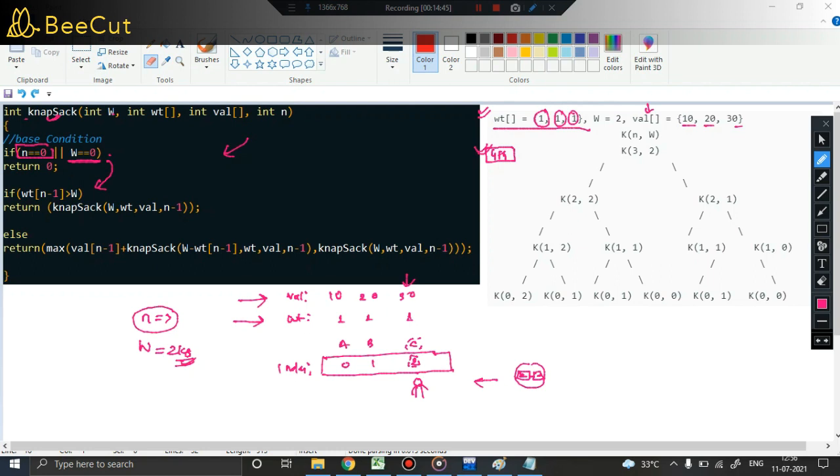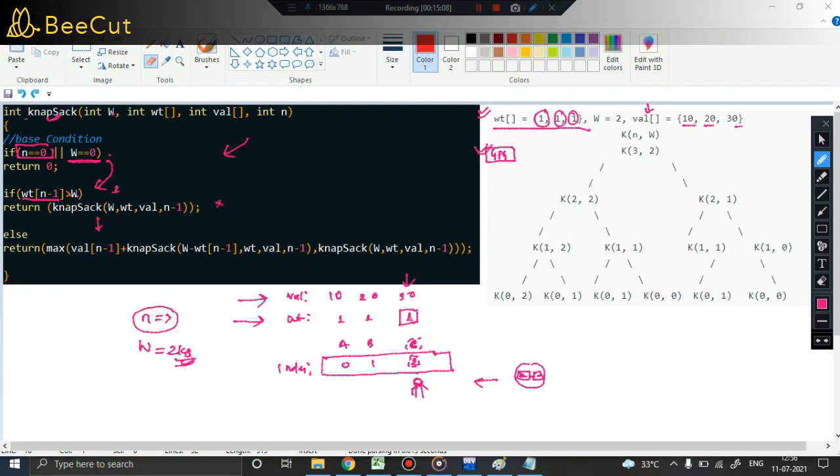What will we check next? Now the item in front of which you are standing is item C, right? So you will check whether the weight of this item is greater than the capacity of the knapsack. Do you think the weight of this item is greater than the capacity of the knapsack? False. Why? Because it is 1 kg, then capacity is 2 kg. It is less, not greater than. Fine. So this will not be executed.